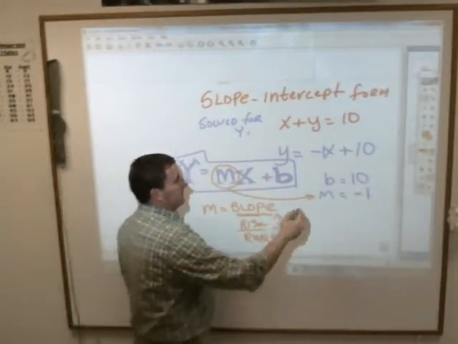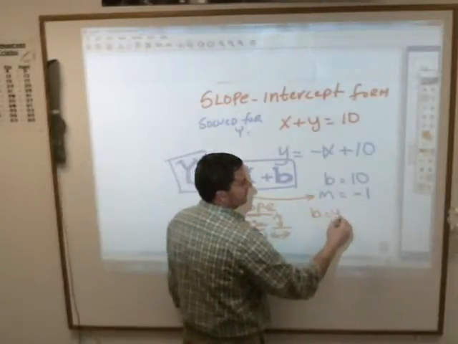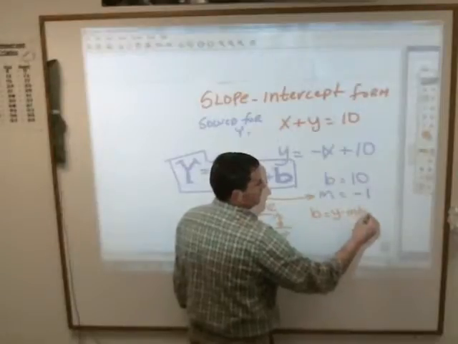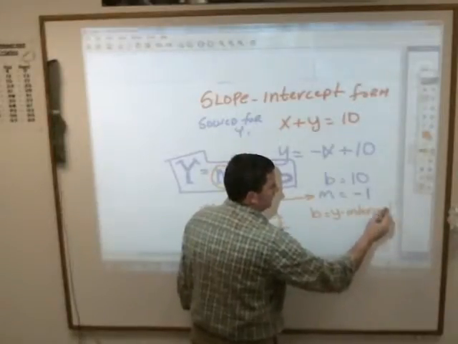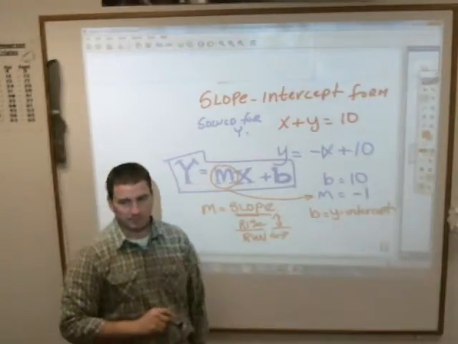Okay, and the letter B, children, is what's called the y-intercept. Now here's going to be a tough question for you. What does the word intercept mean?